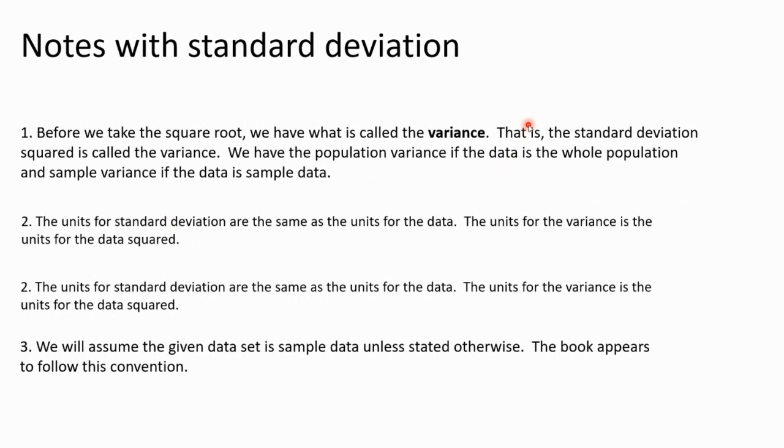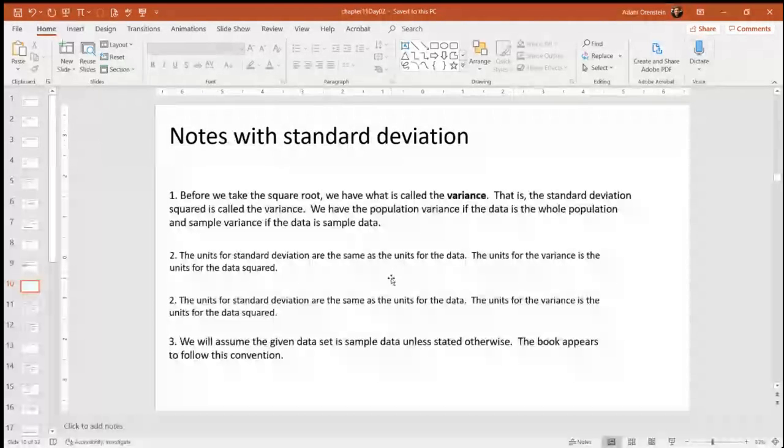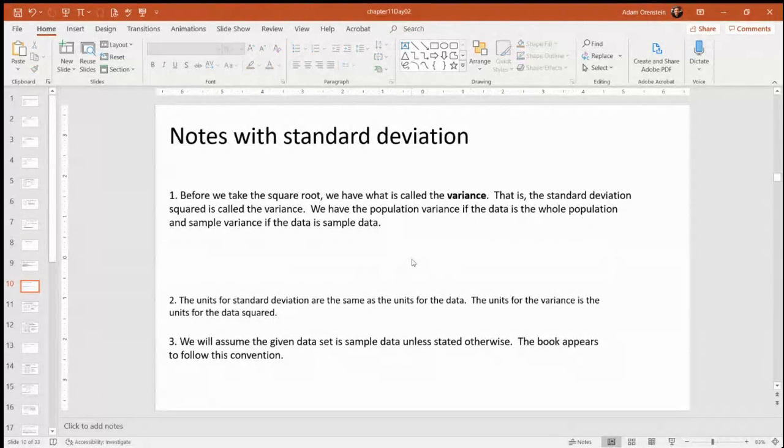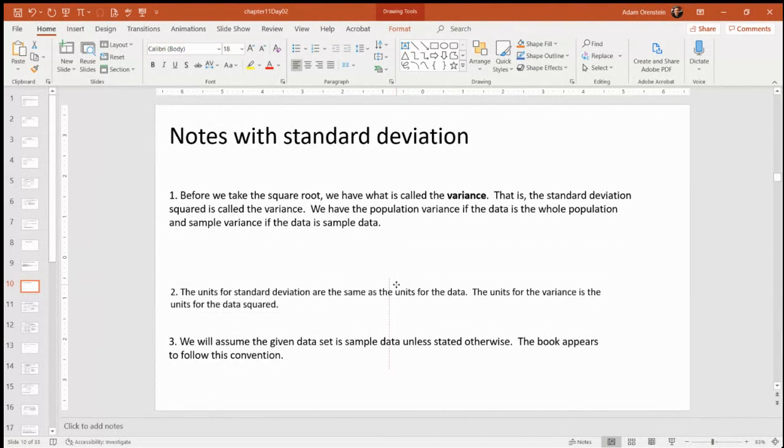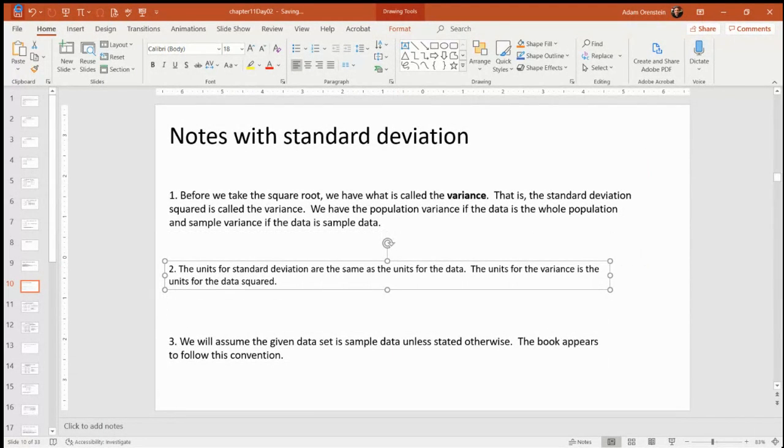There is population variance and there is, what do you call it, sample variance. I can't think of the words right on the slide. There's population variance and sample variance. Let me say it again.